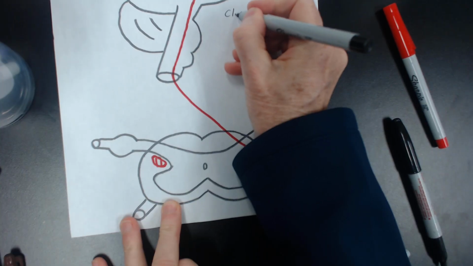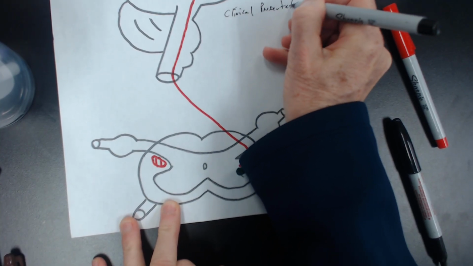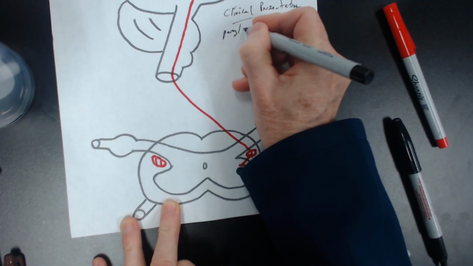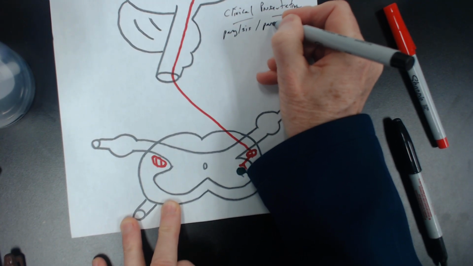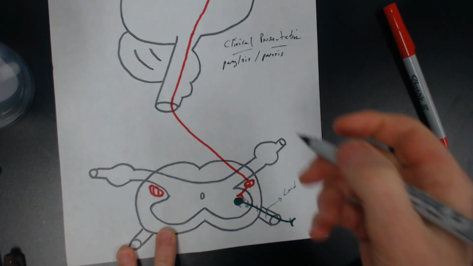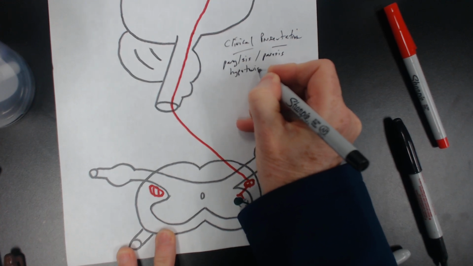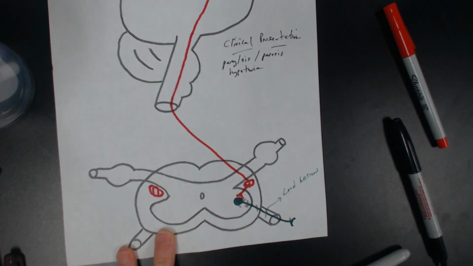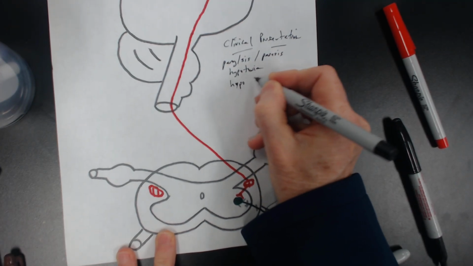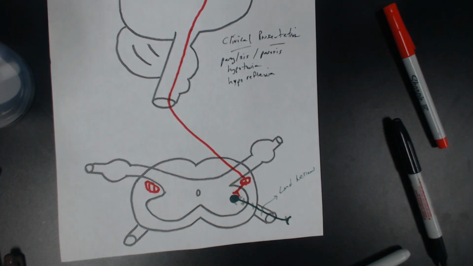So here's clinical presentation. Okay, you're going to get paralysis or paresis. Okay, same as before. You might get hypotonia. Okay, you might get hyporeflexia. So far it looks just like the beginning of the upper motor neuron lesion.